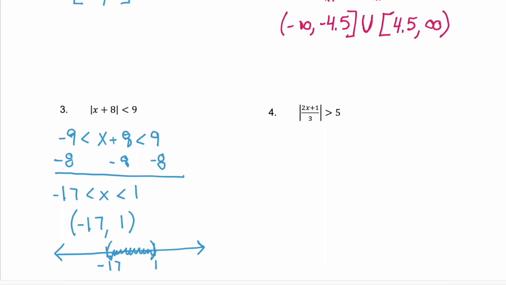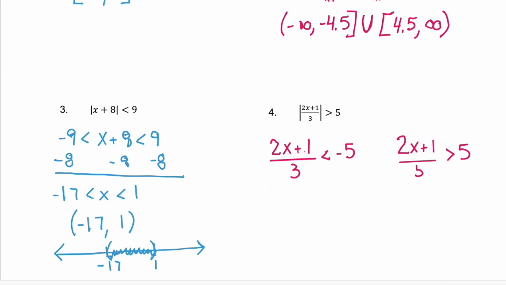Now, example 4, we have a greater than. So we know that the value inside that absolute value has to be less than -5, or it needs to be greater than 5.